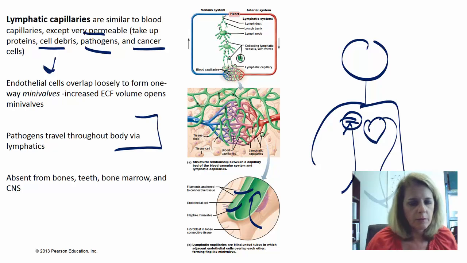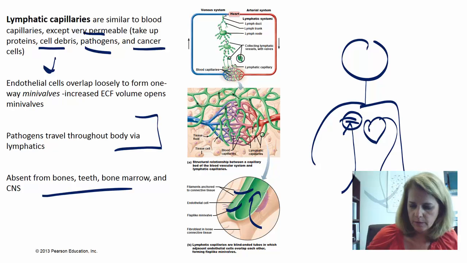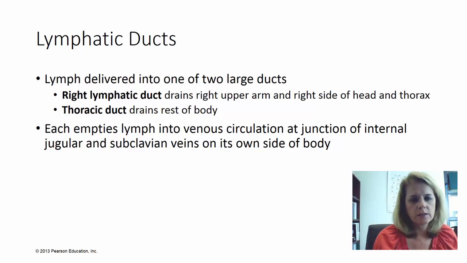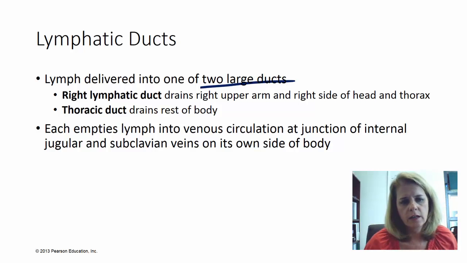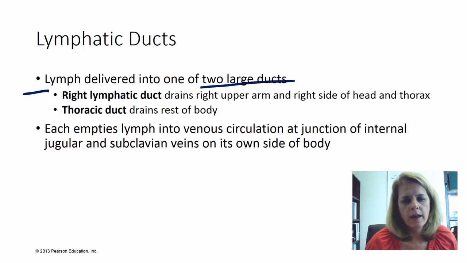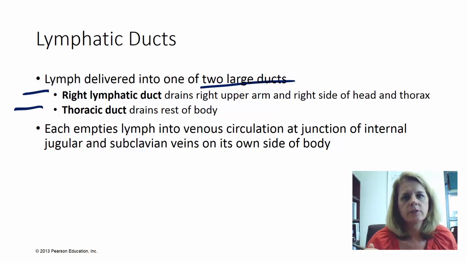You don't have any lymphatic capillaries in your bones or teeth or bone marrow or your central nervous system. And so these lymphatic vessels are going to come together and form what are called lymphatic ducts. There are two large lymphatic ducts. There's one on the right side, which is going to drain the upper right arm and the right side of the head and thorax. And the thoracic duct, which is going to basically drain everything else. And we don't call it left because it drains more than just the left side. I'll show you a picture in just a second. So you can't call it the right and the left. It's the right lymphatic duct and the thoracic duct.